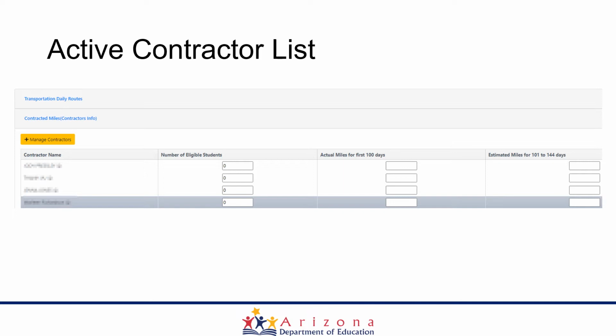When you are entering contractor miles for the current year, for fiscal year 22 and moving forward, this list within the miles reported will only show active contractors. So if you are looking for a contractor that is inactive, they will not show on the miles reported. You'll need to go in and update the contractors list if you need to report for that specific contractor.